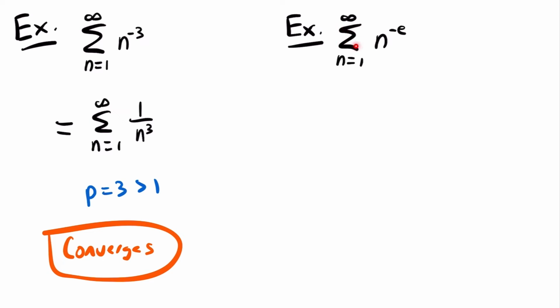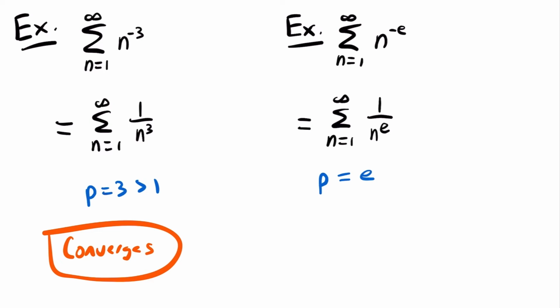For this series, we have the sum from n equals 1 to infinity of n to the power of negative e. And so in the same way that we rewrote the previous series, we can rewrite this series by moving n to the negative e power to the denominator to make that power positive. And so this would be equal to the sum from n equals 1 to infinity of 1 divided by n to the power of e. All right, so now we can see that we have a p-series where we have 1 divided by n to the power of e, and so p, our power, is equal to e.